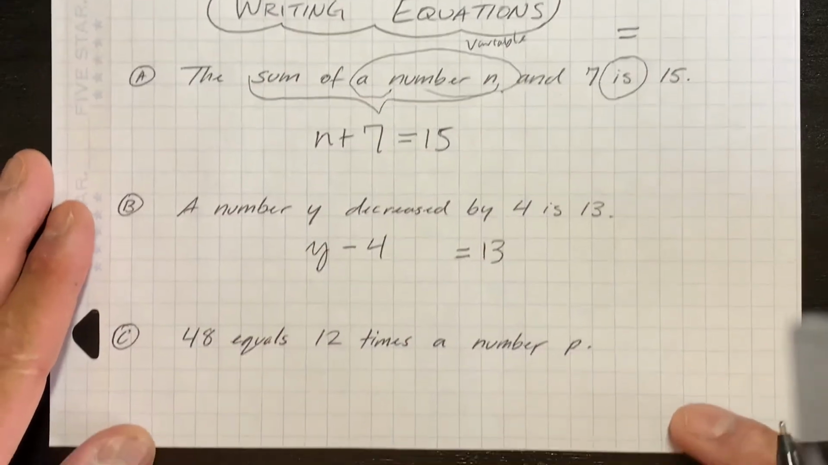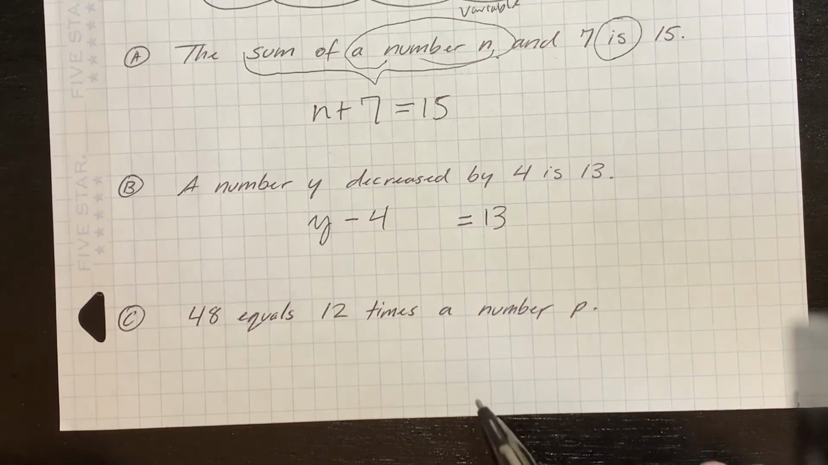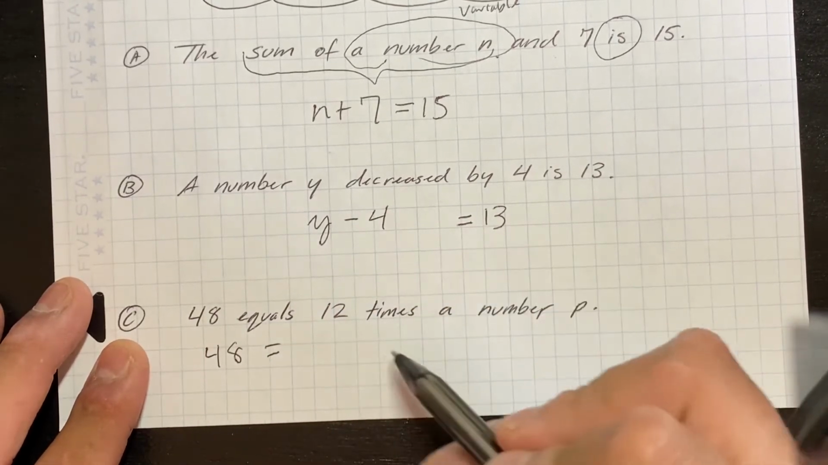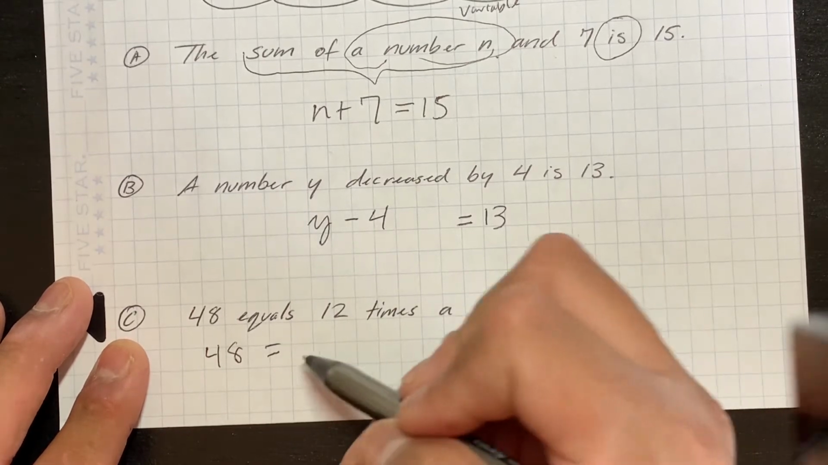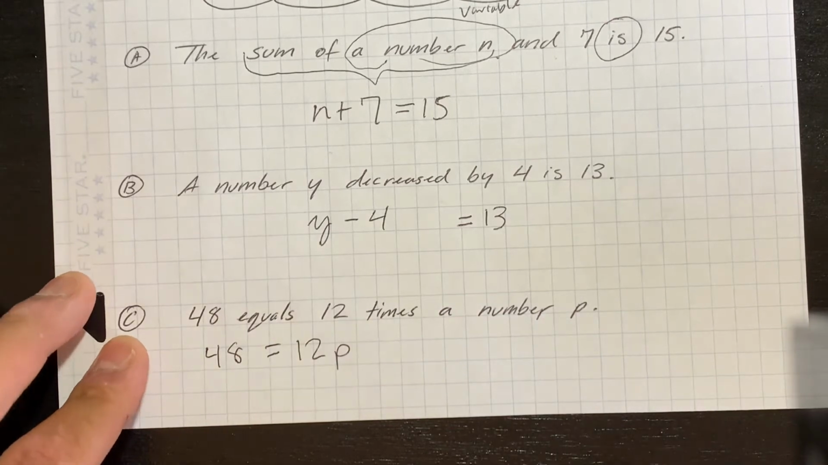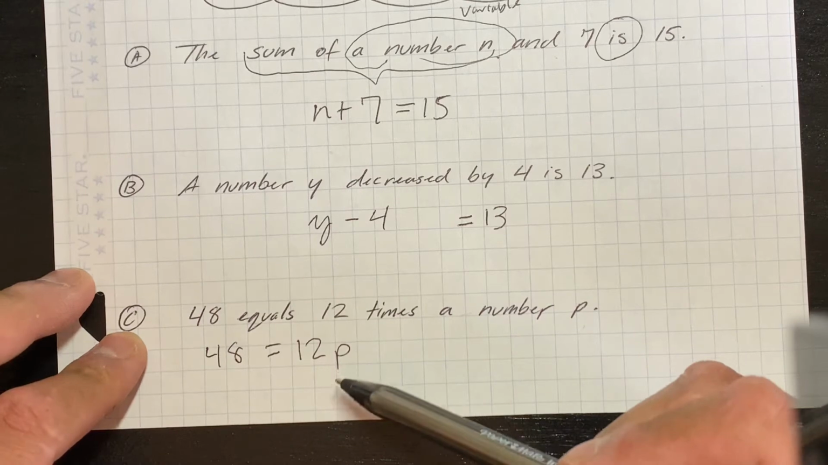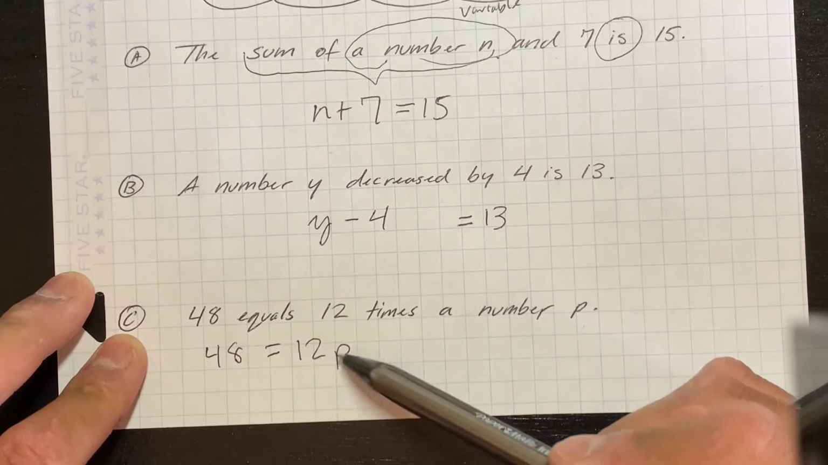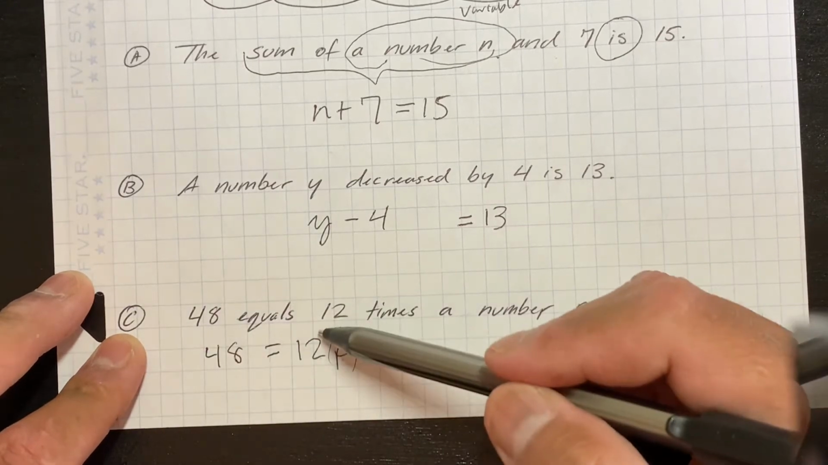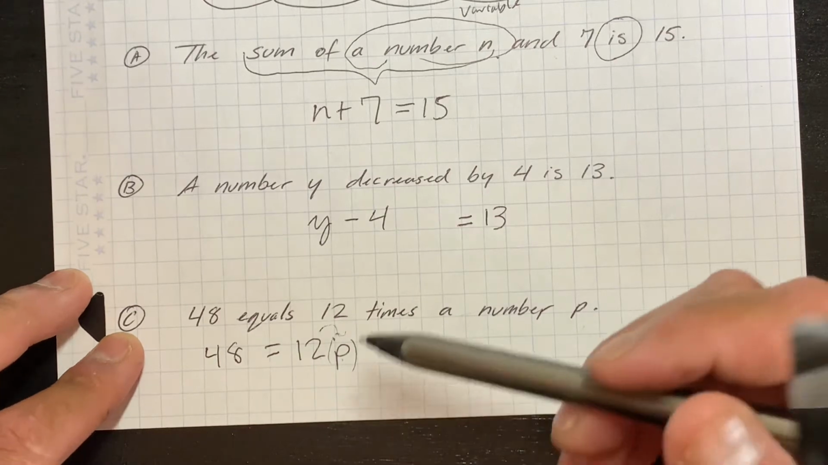The last one: 48 equals 12 times a number p. So whatever 12 is, we're going to multiply that by p. There you go, 48 equals 12 times the number p. Now remember, whenever you have a coefficient and a variable, you're always going to be multiplying. You use the distributive property: 12 times whatever p is equals the product, and that should equal 48.